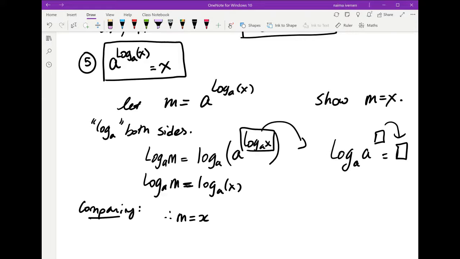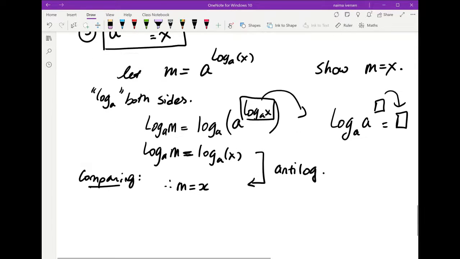This process can be considered as comparison, but is also sometimes called anti-log. So we are not dividing by log base A. There is no such thing as log base A by itself. It is like having a square root by itself. You always have to have a number inside of it. So what we are doing here to get rid of our log base A's is we are anti-logging.